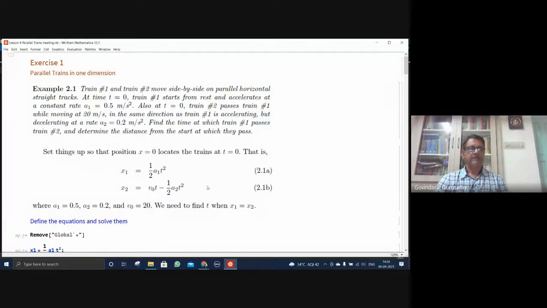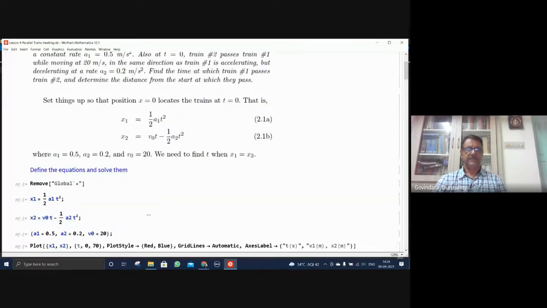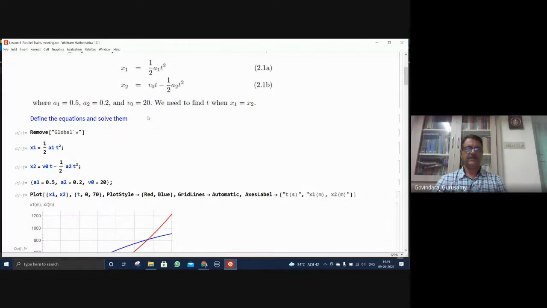So we'll start from this problem of example 2.1. Maybe you can read this, then try to think about the problem, how to solve this, and then try to find out what could be the simplest way to write the Mathematica codes, understand them, and what are the easiest ways in which Mathematica can be used to understand and solve this problem.